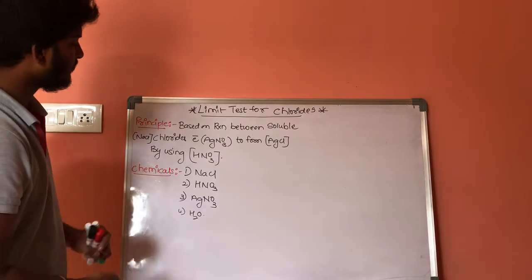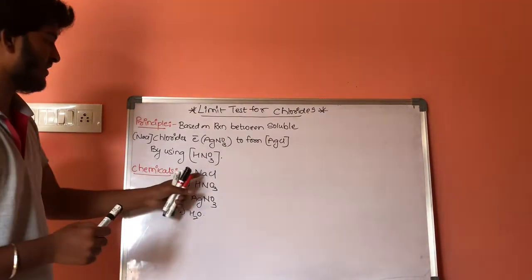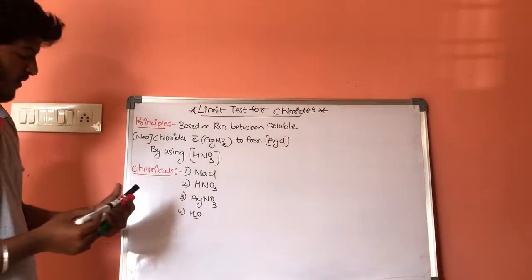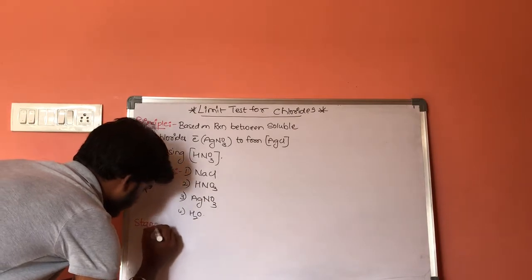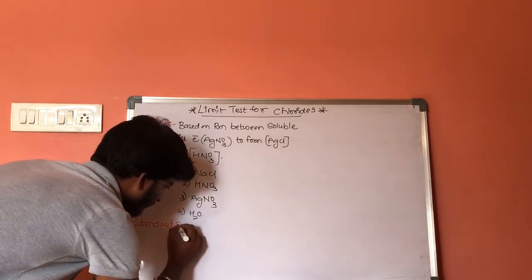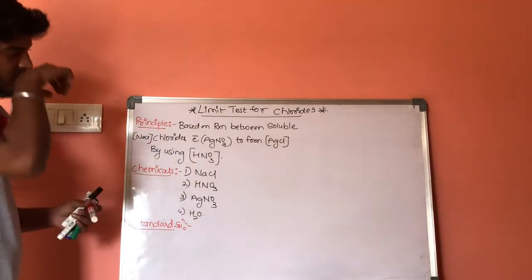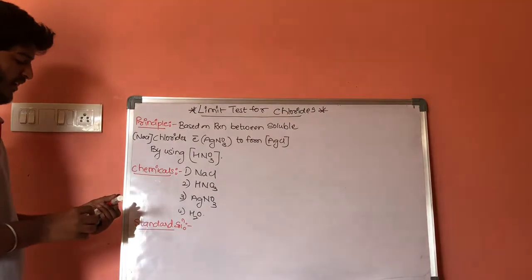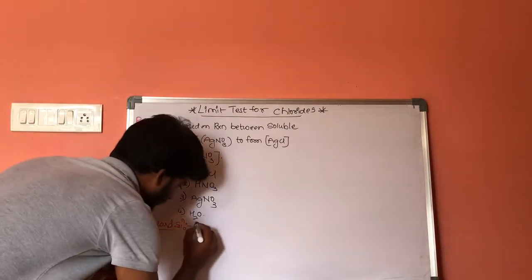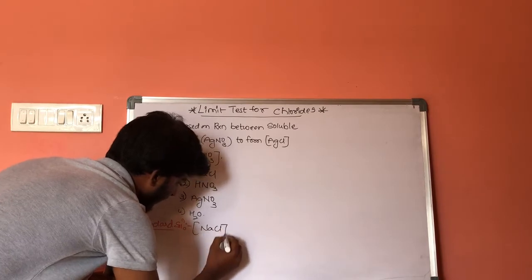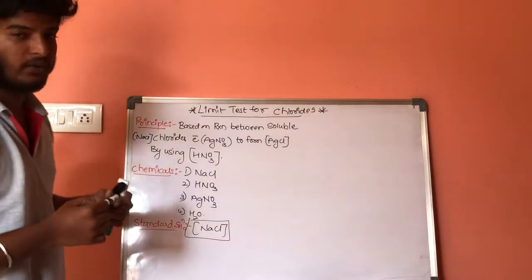Now, the standard solution used in the limit test of chlorides is NaCl. That is, NaCl is the standard solution used in the limit test for chlorides.